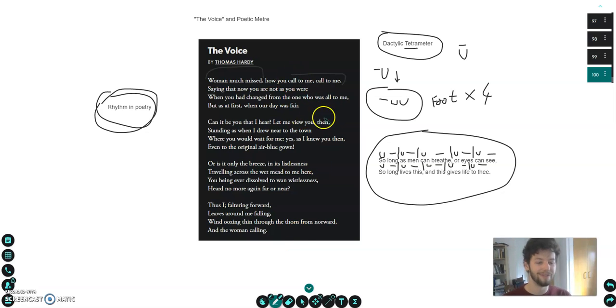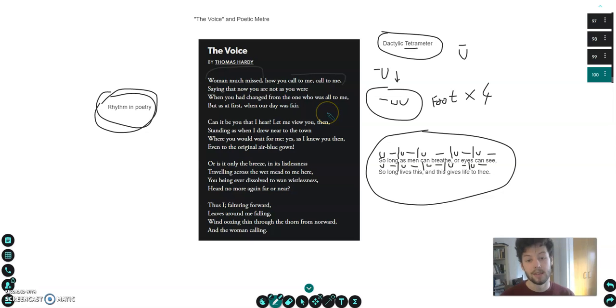The timeline is somewhat confusing here, but essentially this poem is directed to Thomas Hardy's deceased first wife, Emma, from whom he had become estranged, and they did separate. He's essentially saying that now she is dead and she is much missed, and he's returned to her memory. She is not as she was, as you were. She is as she was at first, when their day was fair.